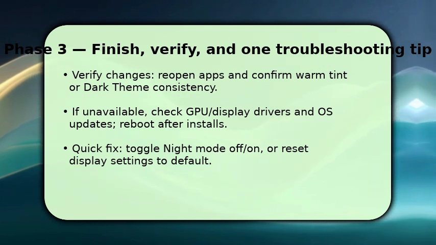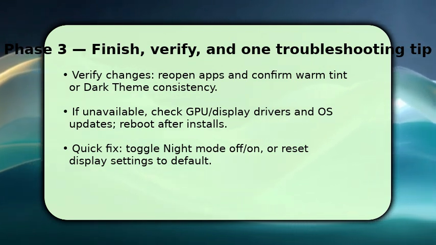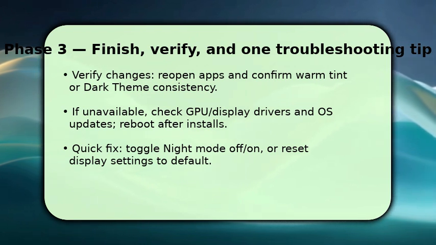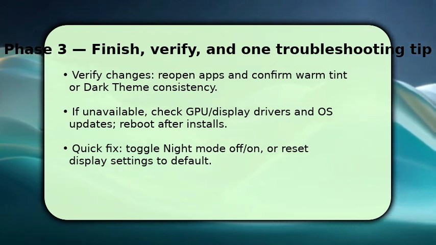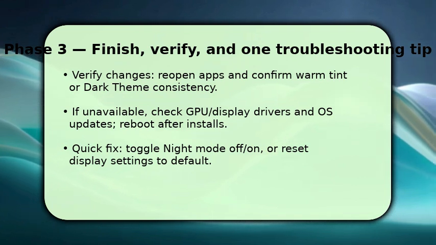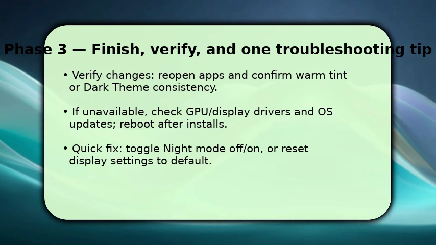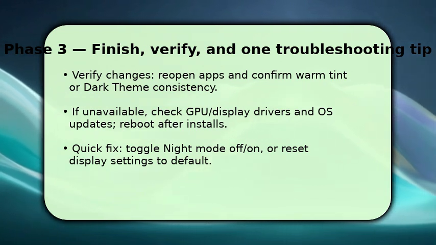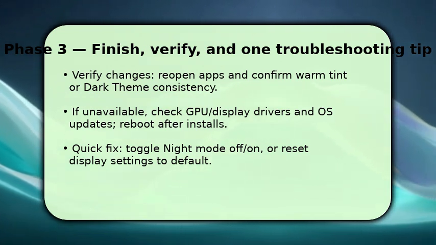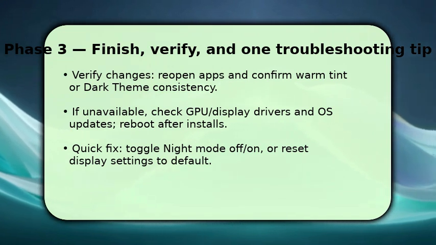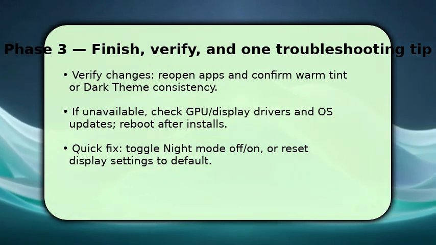If night mode is missing, make sure graphics drivers and the OS are up to date. Install updates and restart, because many display features depend on driver support. If colors look wrong, toggle the mode off and on, or reset display settings to defaults. This single troubleshooting tip resolves most issues quickly, letting you use night mode reliably every evening.